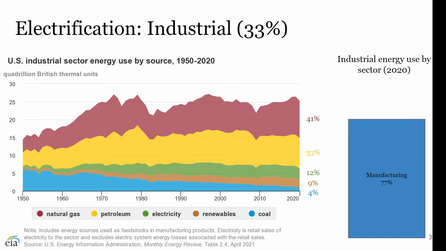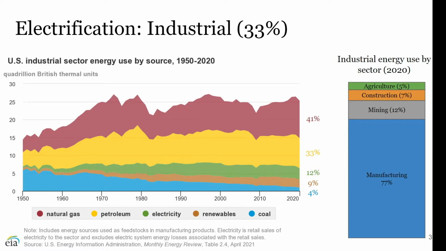This is steel, cement, pharmaceuticals, pretty much anything where they're generating a product that they want to sell or that can go into another product that they're going to sell encompasses this manufacturing category here. Following manufacturing is 12% for mining, and then 7% for construction and 5% for agriculture.